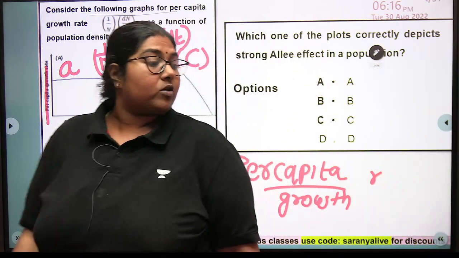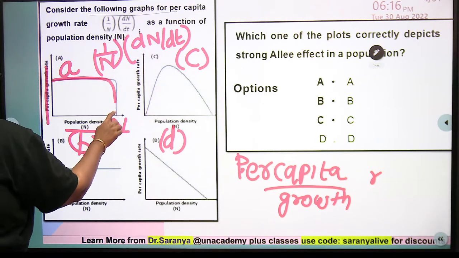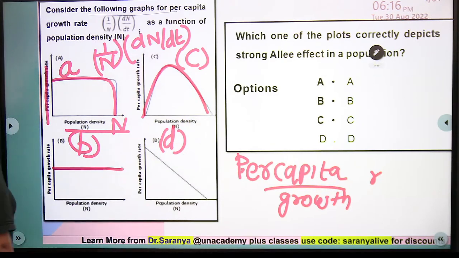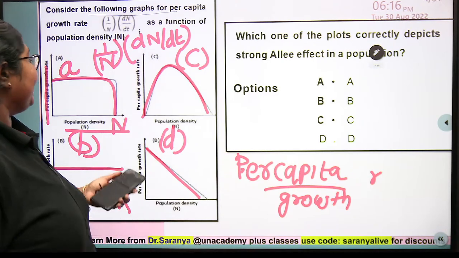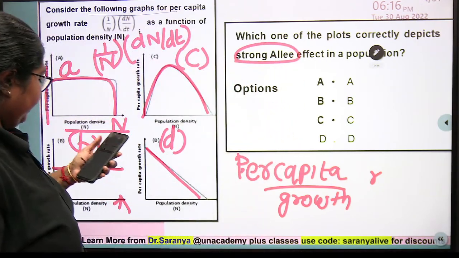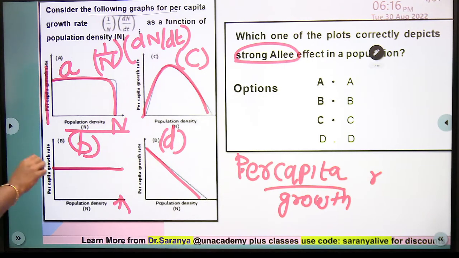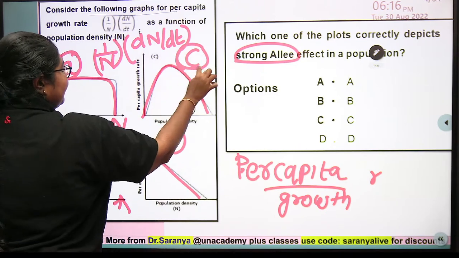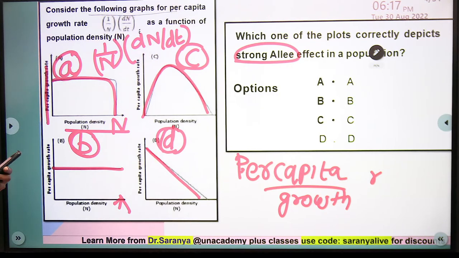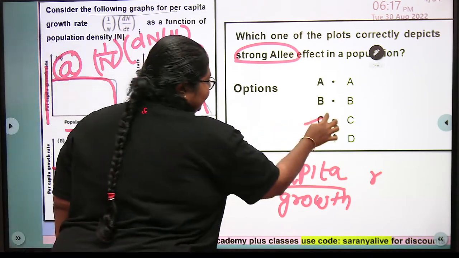Coming back to this question, the first graph is a declining one. This graph is increasing and then decreasing. This graph is independent, right? Even though the density is increasing, it is constant. Here it is going to decline. Now they are asking which one represents the strong allele. Again and again I told everybody, you have to look: this is option A, this is option C, this is option B, and this is option D. Which option is correct? It is going to have a strong allele, no? Strong allele should be your C. Got it?